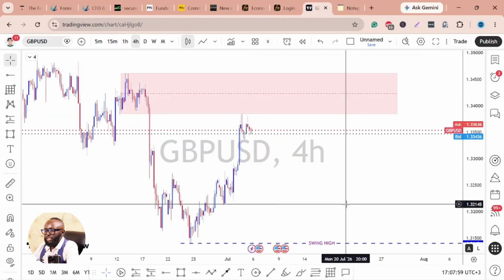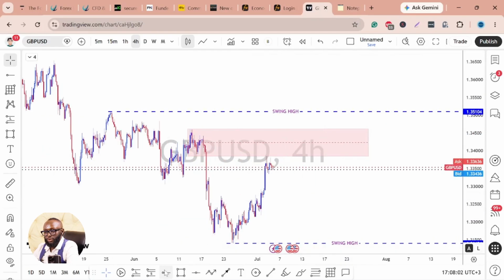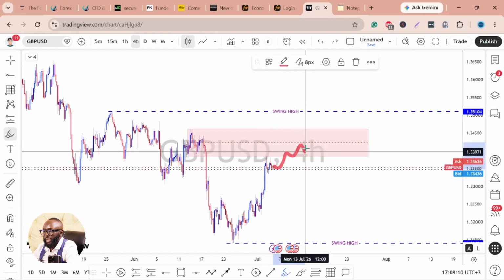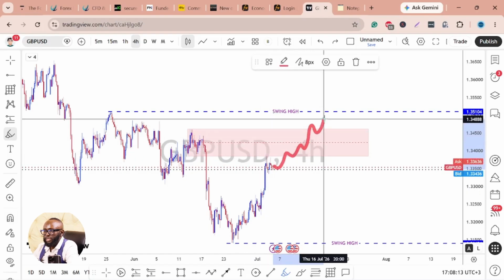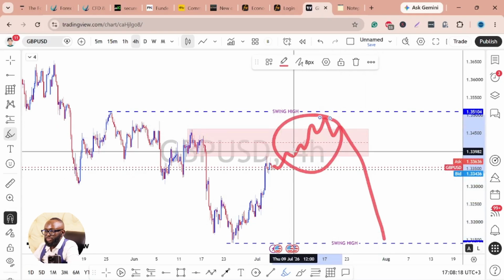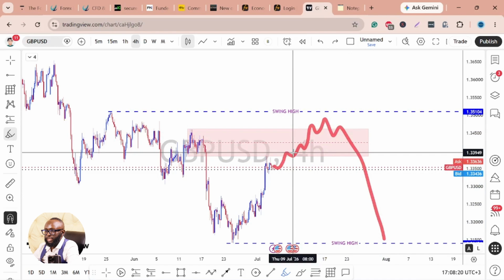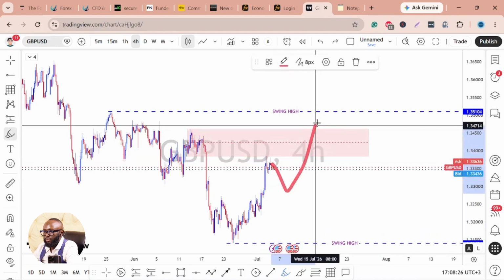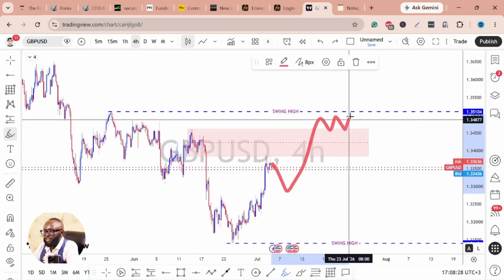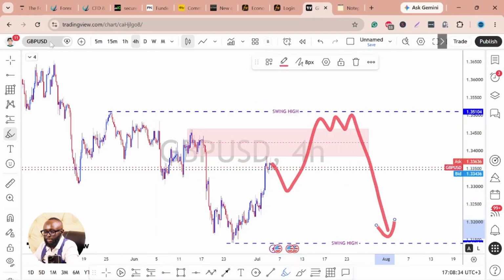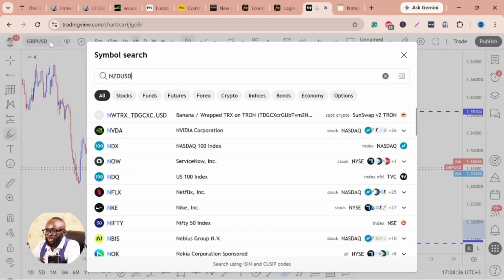Looking at GBPUSD, the market has already touched the point of interest. However, we might still see a push higher before we see a move down on GBPUSD. So for now, the thing to avoid is taking longs on GBPUSD. Again, we might have some little correction over here before price pushes higher to give us the reversal confirmation before we see a downward move on GBPUSD. So it's still a possibility, as I have mentioned. Let's look at NZDUSD.